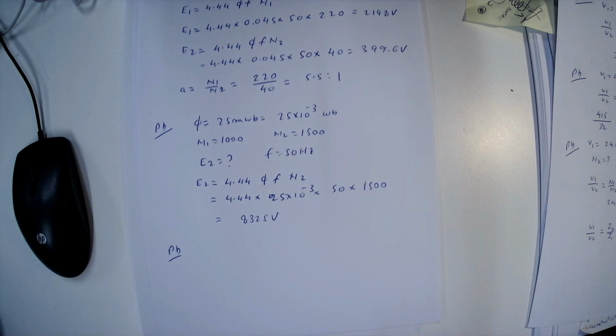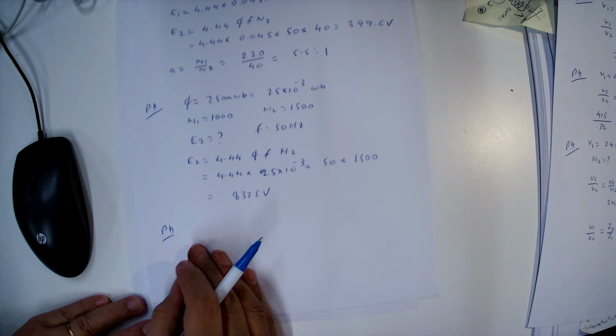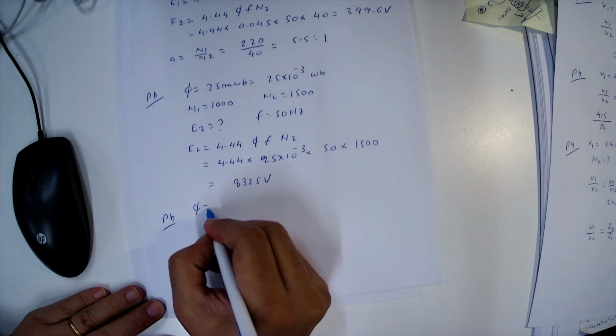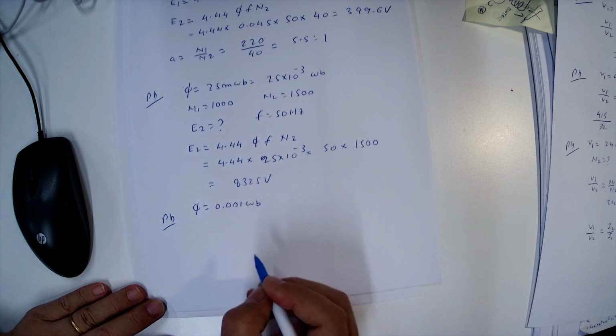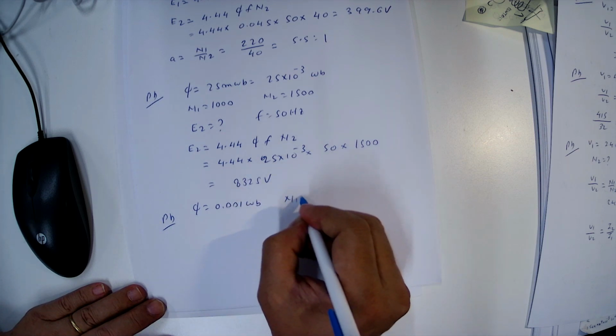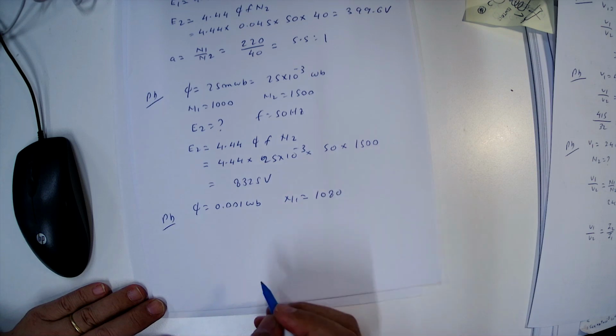Next problem. The maximum flux of a 50 Hz transformer is 0.001 Weber. Primary turns are 1080. Find the applied voltage, then calculate the number of turns required for 15 volts. So in this problem, flux phi is given as 0.001 Weber. Primary number of turns N1 is 1080. We need to find the voltage V1.